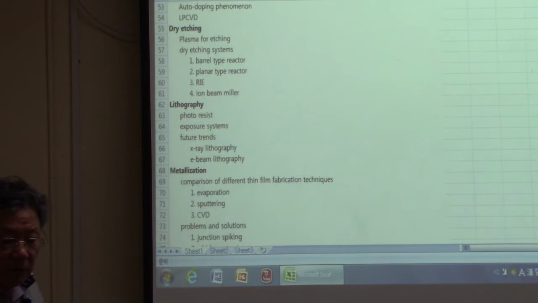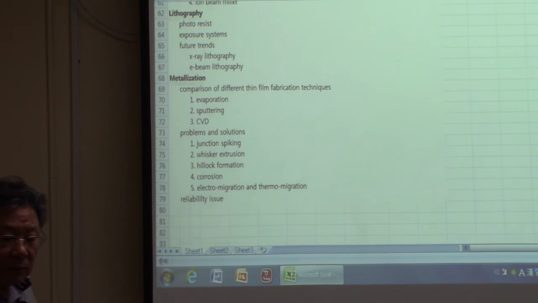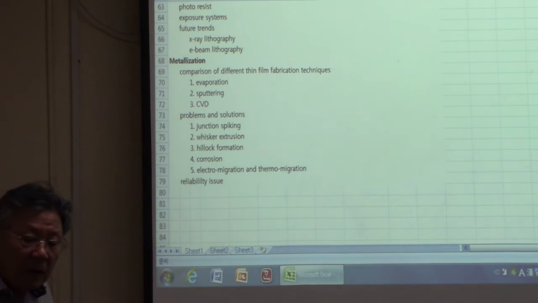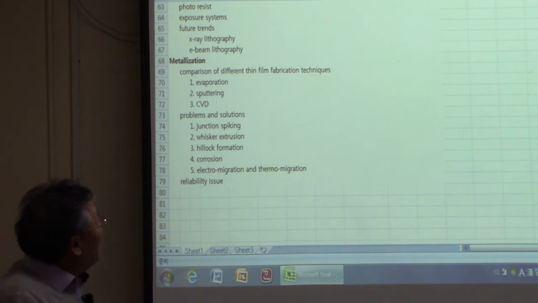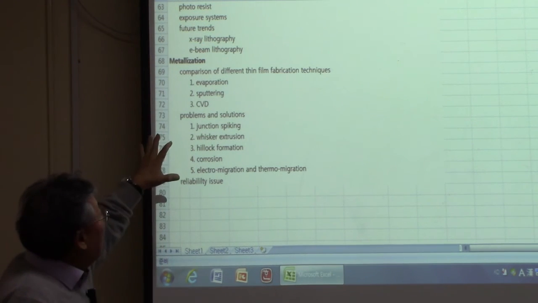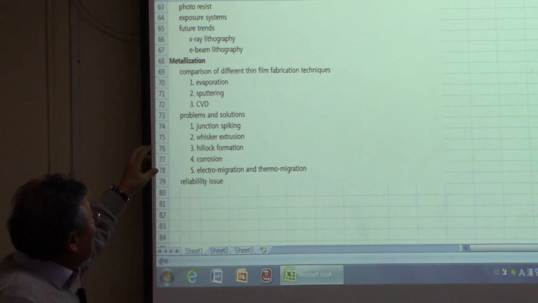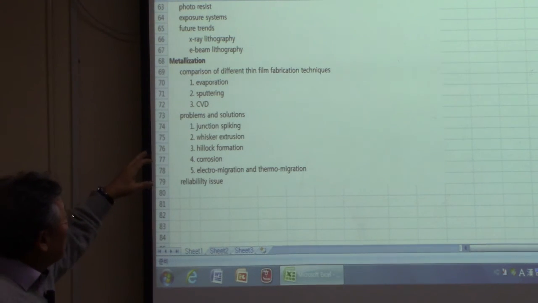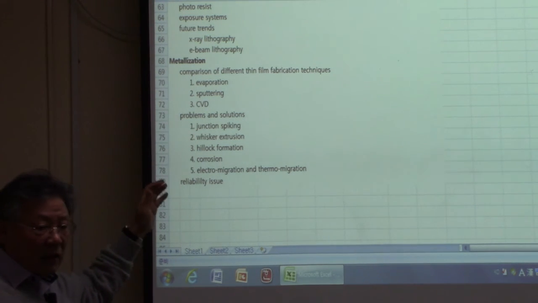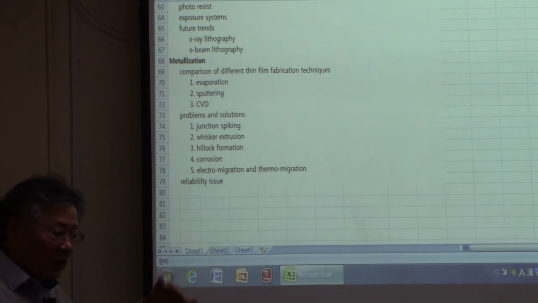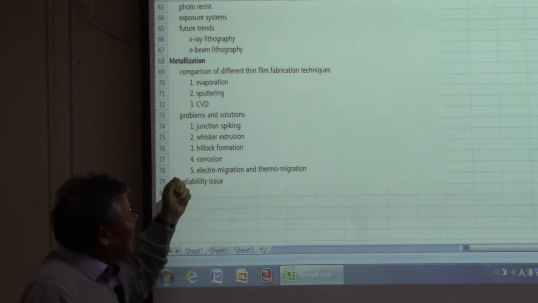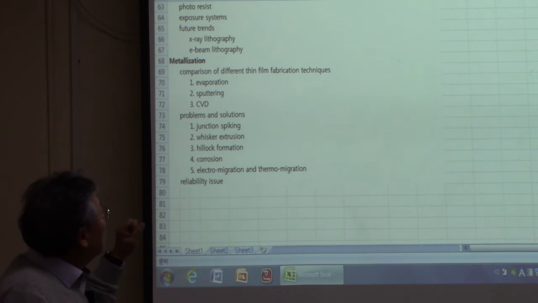And finally, for the metallization, it's a phenomenological chapter. So there are no particular theories behind it, but we're going to start with the comparison of different thin film techniques: evaporation, sputtering, and CVD. Especially we are going to discuss the step coverages with severe topologies, okay? And we're going to discuss the problems and the solutions.